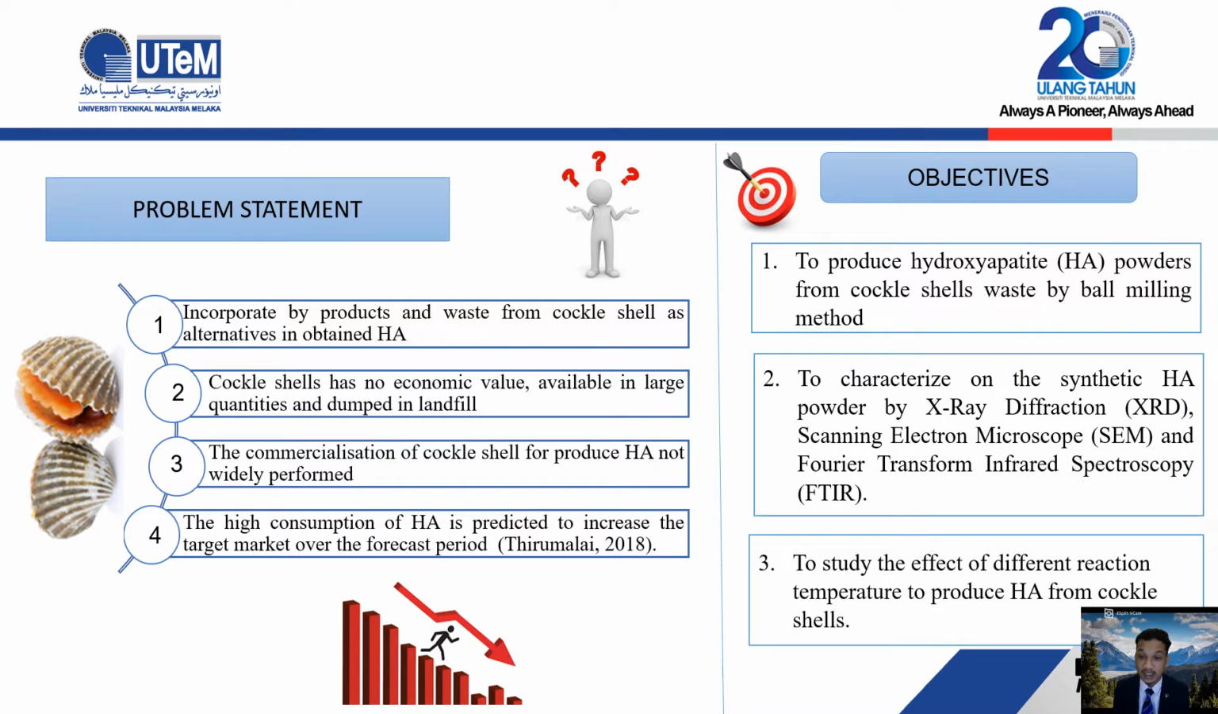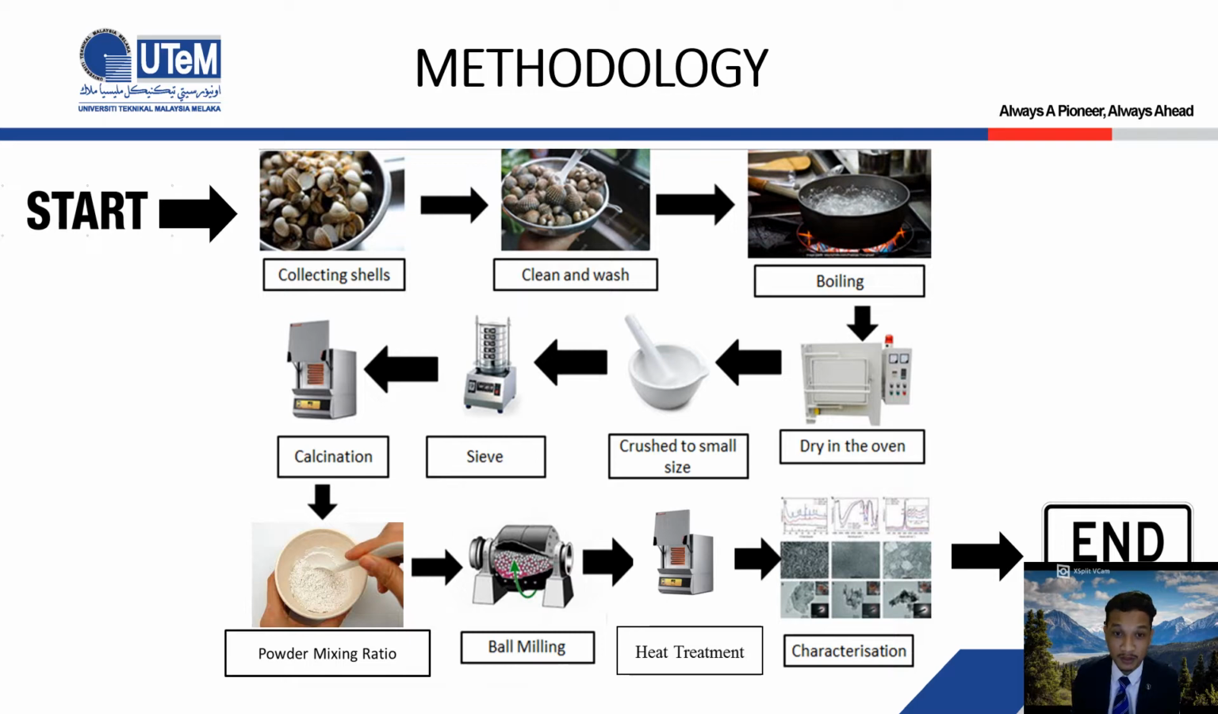As we move to the objectives, first is to produce hydroxyapatite powders from cockle shell waste by ball milling method. Second, to characterize the synthetic HA by XRD, SEM, and FTIR. Lastly, to study the effect of different reaction temperature to produce HA from cockle shell. So we proceed to the methodology part.